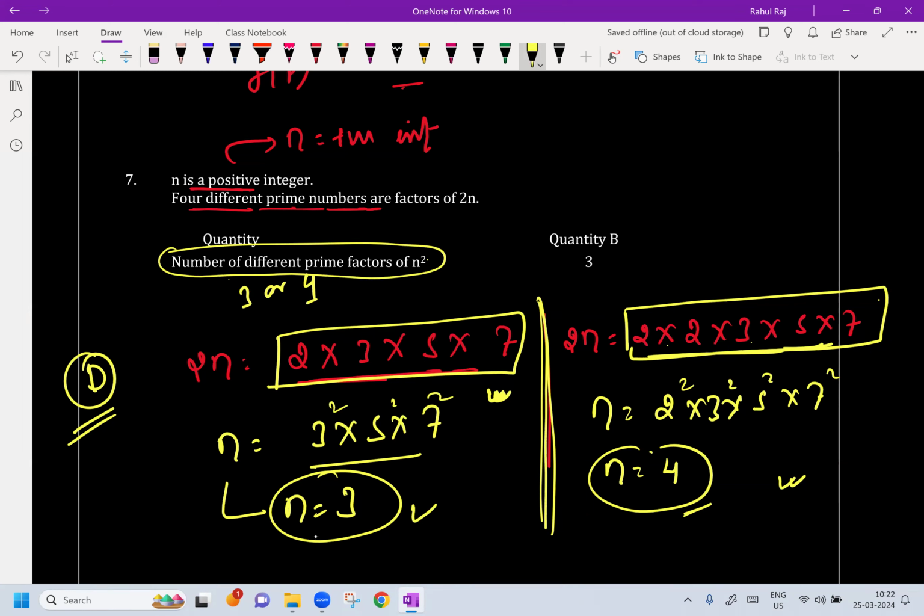Most of the answers in this number system is D, huh? That's not pretty much the thing. Feels like it. Yeah.